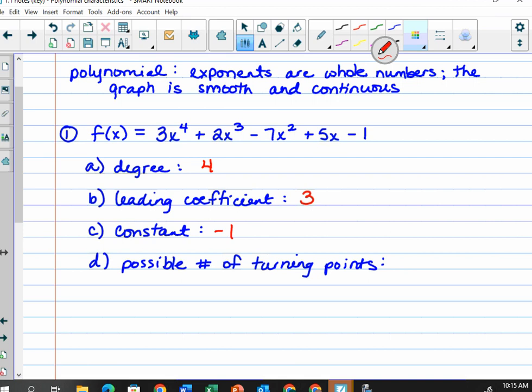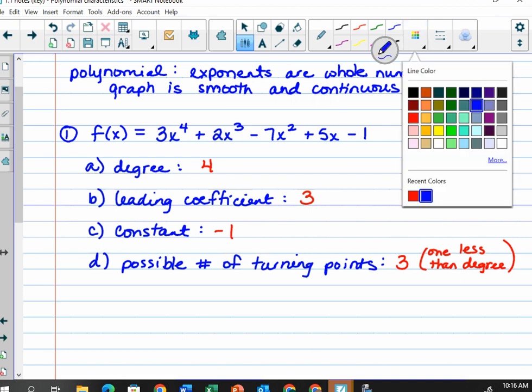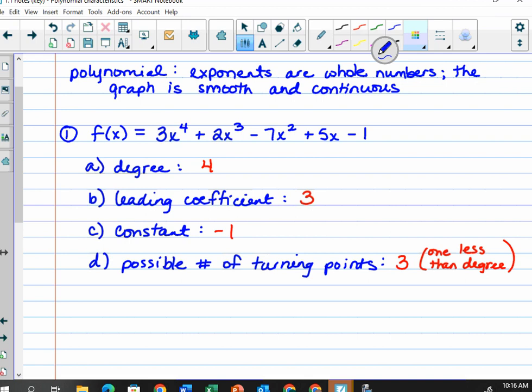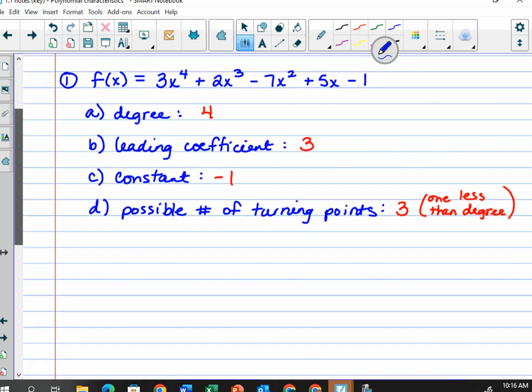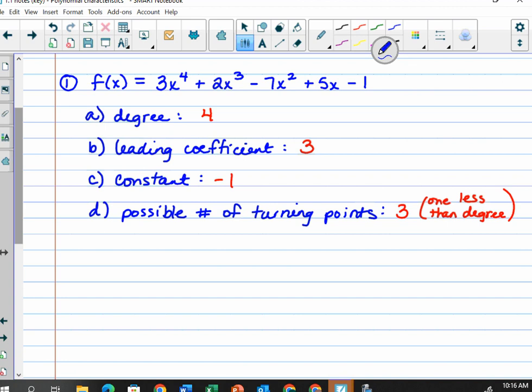Does anybody remember? 3. It's 3, yes. It's always 1 less than the degree. And it doesn't mean you have 3 turning points. It means that's the most you could have, okay? So this is 1 less than degree. Okay, familiar from Algebra 2, guys? A lot of that? Okay, coming back slowly.